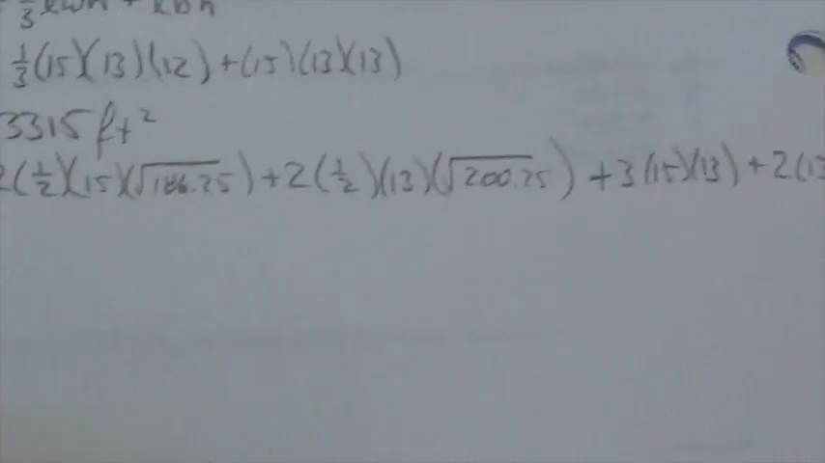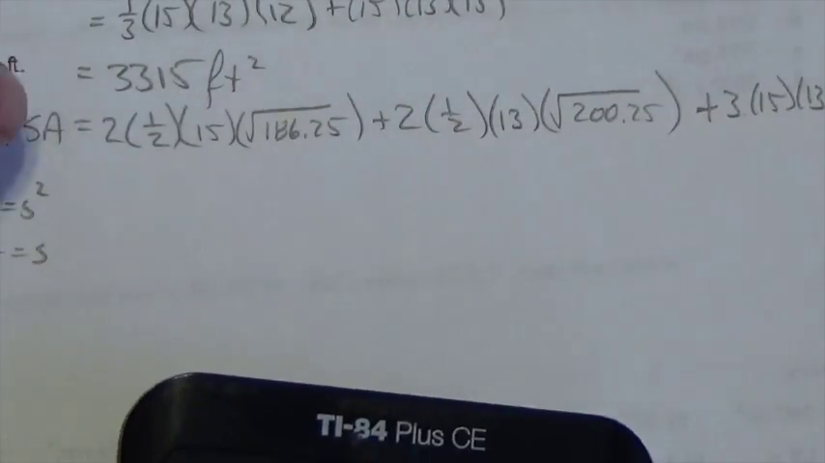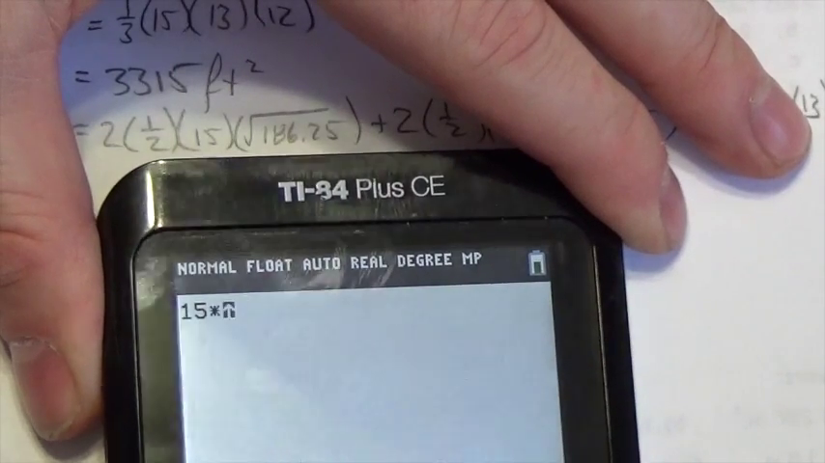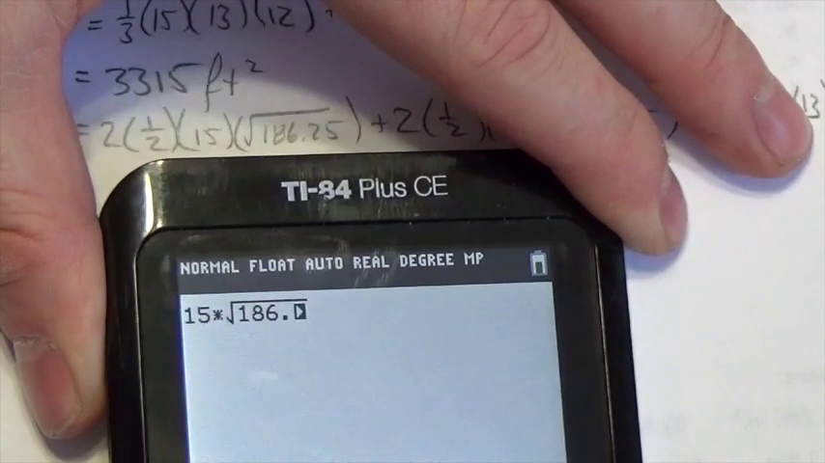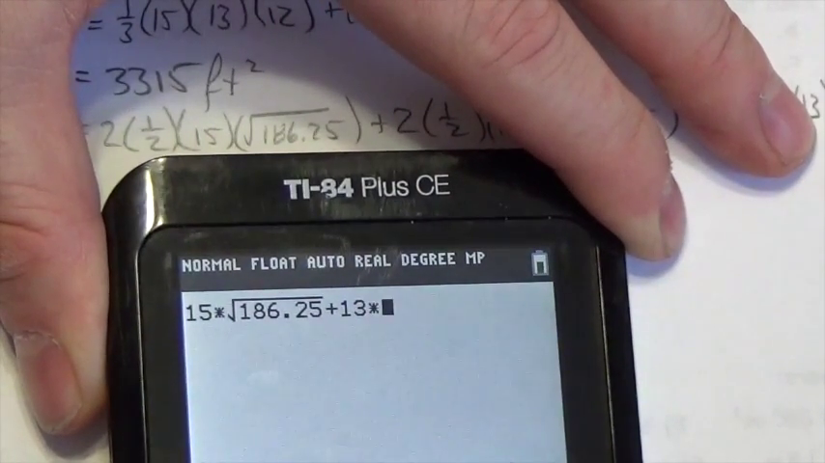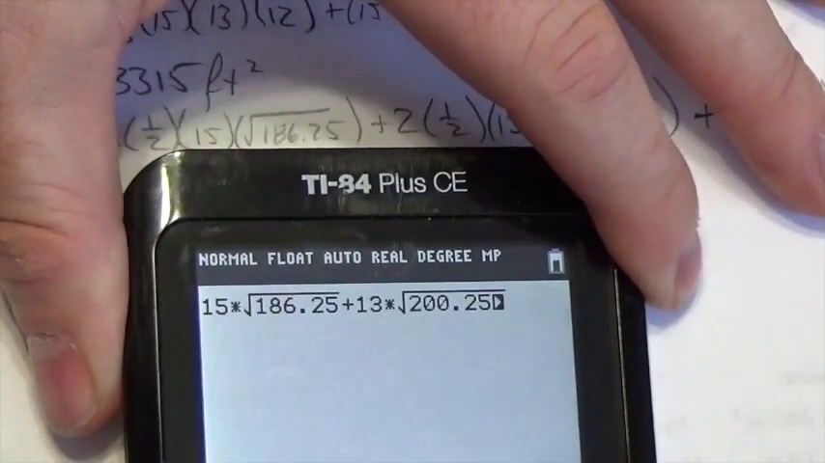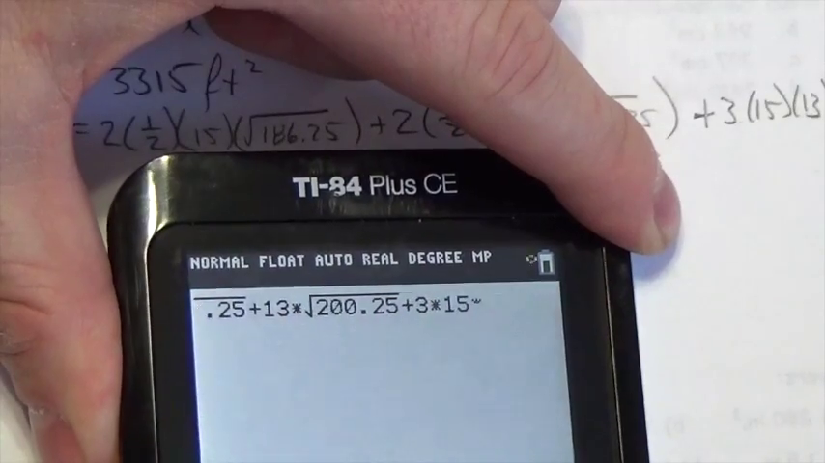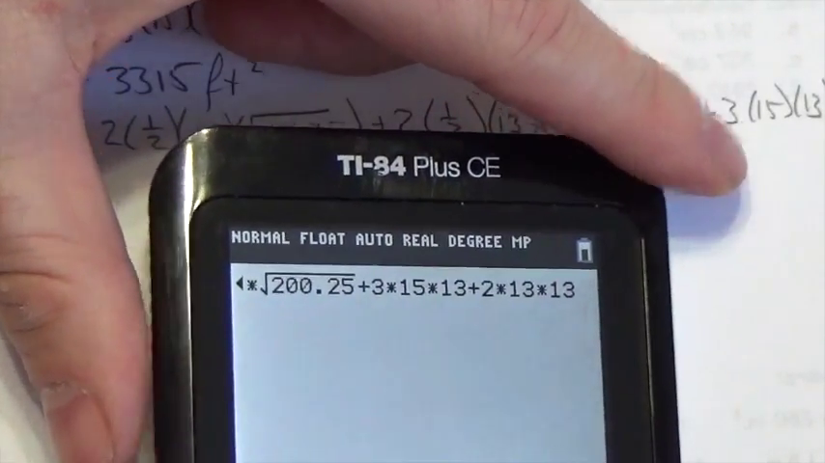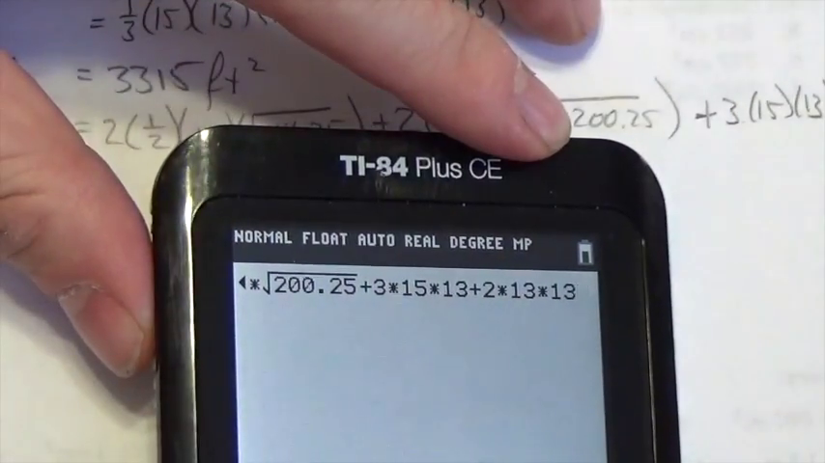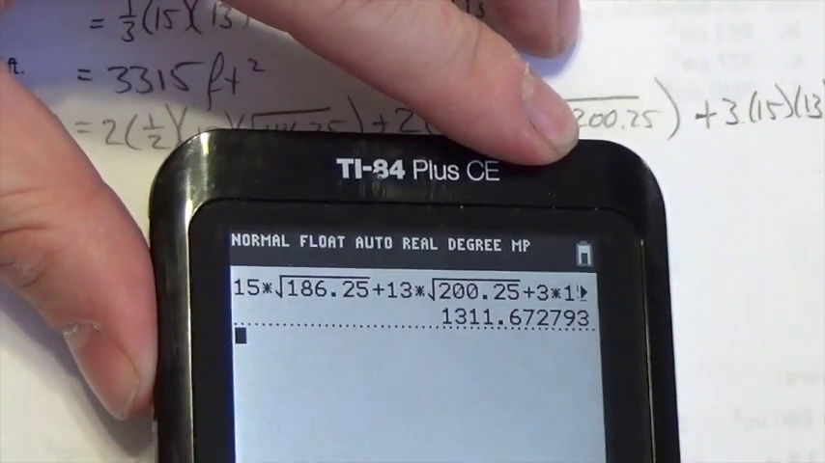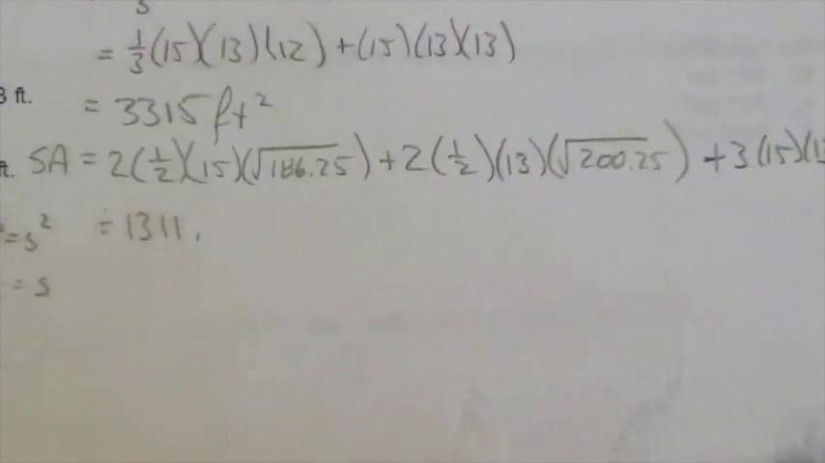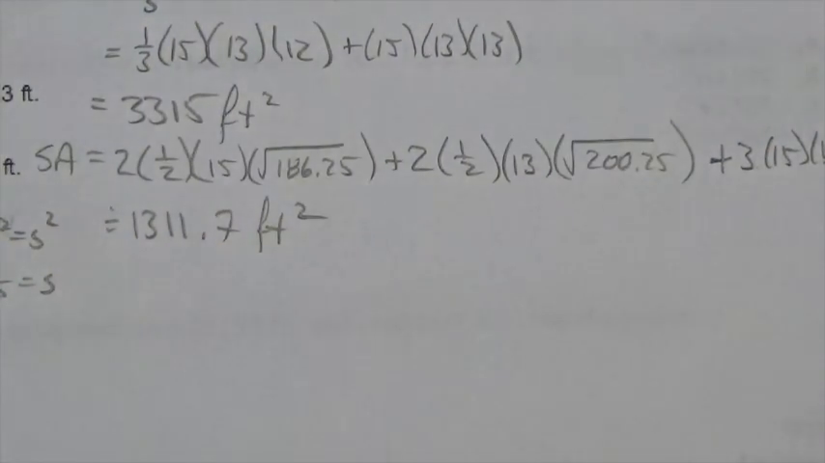And so now I can just plug this all right into my calculator exactly the way I see it. Now there's no really division here, so I just got to plug this in. Okay, I know 2 times a half is just going to be 1, so I'm going to jump right to 15 times the square root of 186.25 plus 13 times the square root of 200.25 plus 3 times 15 times 13 plus 2 times 13 times 13. Oh, there's a lot going on there, but the calculator can handle it. I don't have to worry about it. Just make sure that I've broken things up with the addition signs the way I want to. Press enter, and to the nearest tenth, I get 1,311.7. Approximately 1,311.7 feet squared is the surface area.